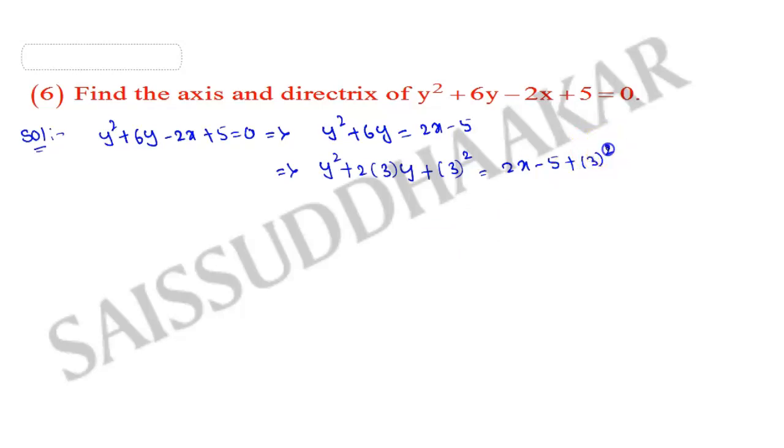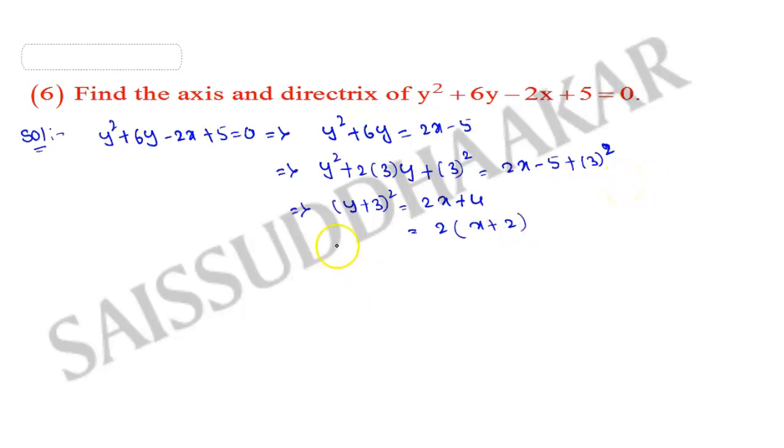In this condition, the a square plus 2ab plus b square formula applies. This can be written as y plus 3 whole square is equal to 2x minus 5 plus 9. Minus 5 plus 9 is nothing but plus 4. So this can be written as 2 times, taking 2 common, x plus 4 by 2, that is 2.